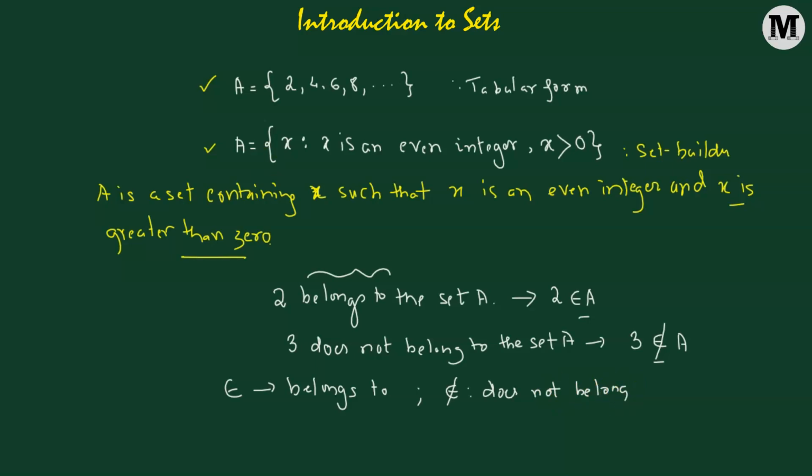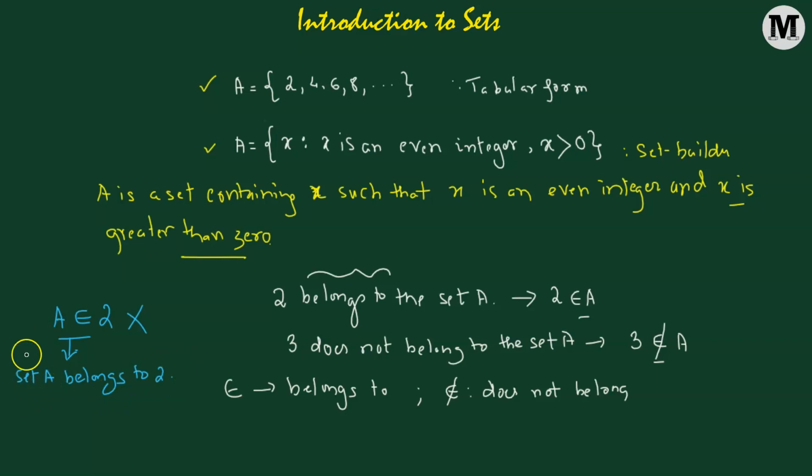Now, I would like to make a point here that if we write A belongs to 2, this is an incorrect way of writing. That's because if we convert it to a statement form, it will read as the set A belongs to the element 2. That does not make any sense because 2 is contained in A.